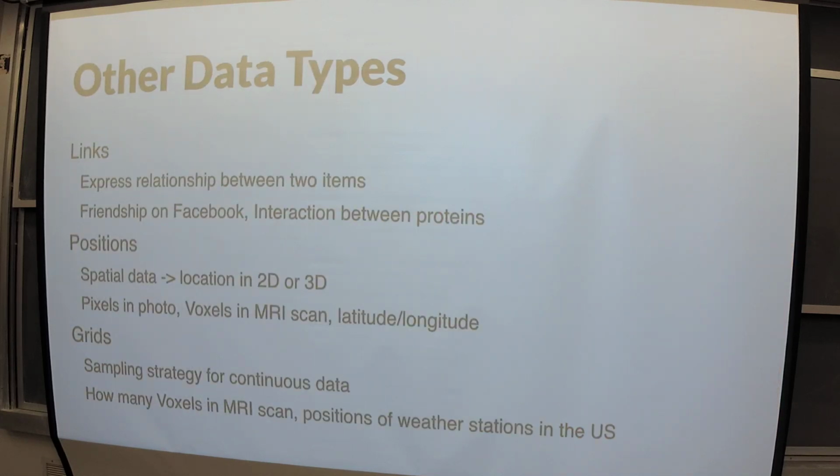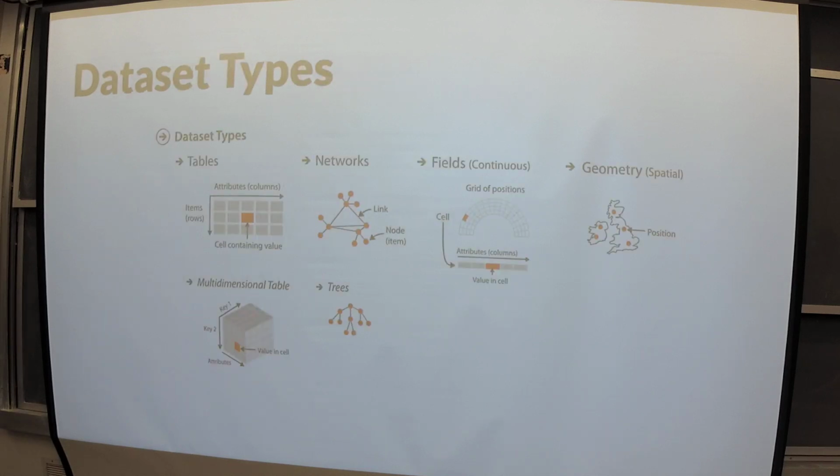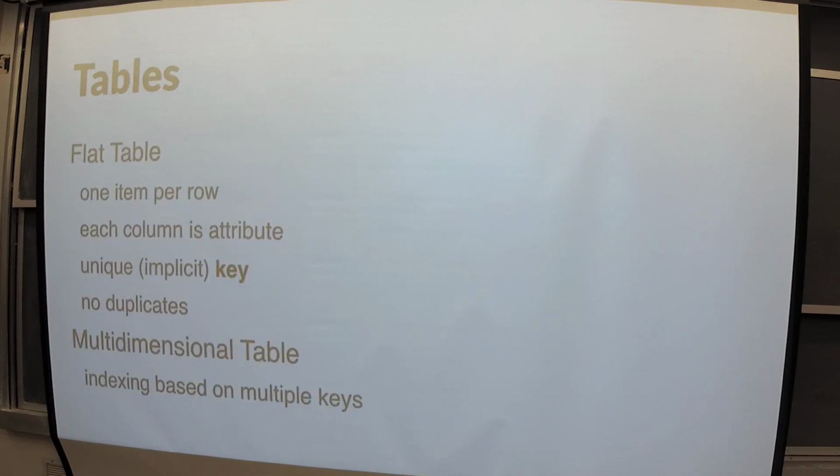We talked about other data types. Links really express relationships. Positions are really only important in spatial data, and grids are sampling strategies for continuous data. So then we reviewed the dataset types in detail. Like we have tables, where we have flat tables, with one item per row, and each column is an attribute. This is like the typical Excel spreadsheet that you see.